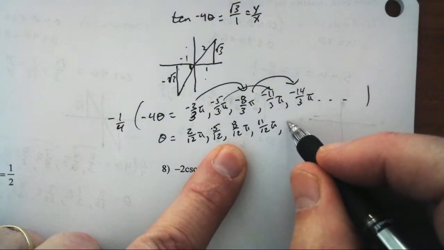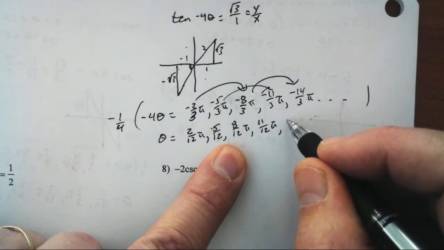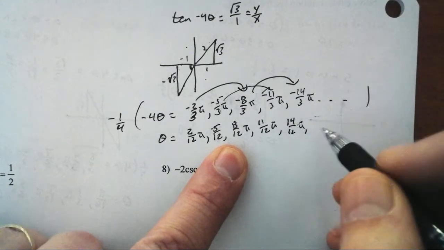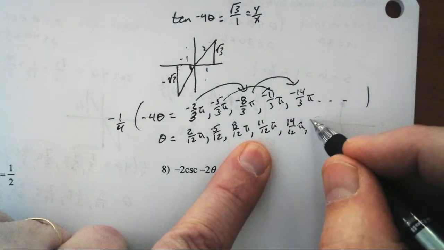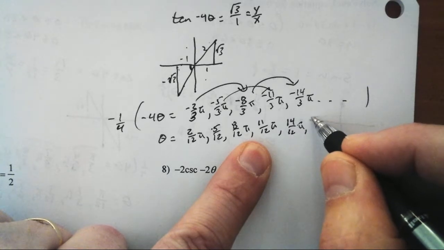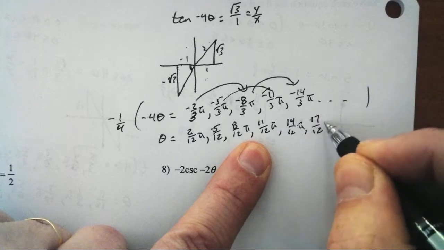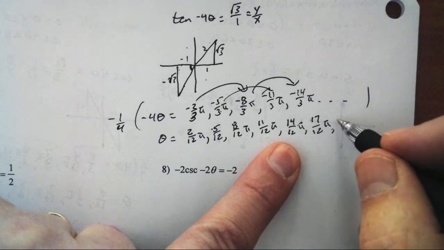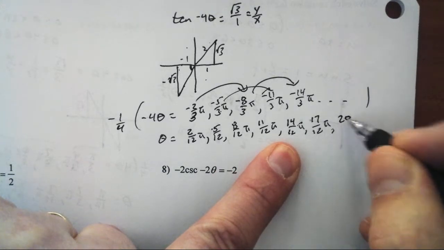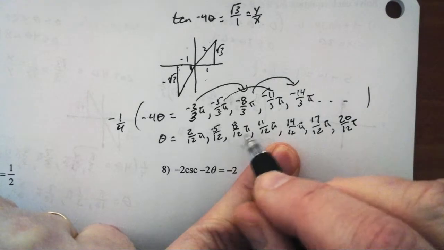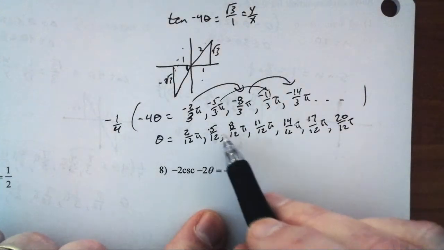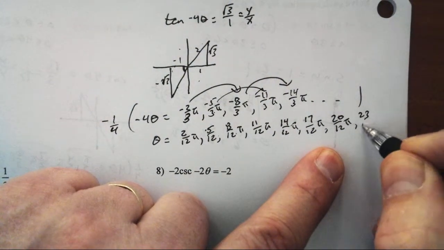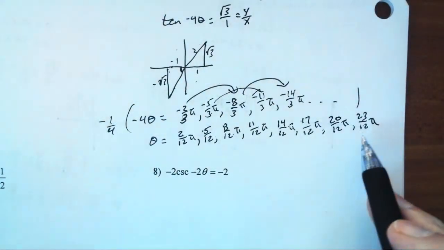What's my next value that I'm going to put here in 1, 2, 3? 14/12 pi. Next one, 1, 2, 3. 17/12 pi. And the final one, 1, 2, 3. Is that the final one? 1, 2, 3, 4, 5. It's not, is it? 1, 2, 3, 4, 5, 6, 7. One more. 23/12 pi. And guess what? I'm right at 2 pi now.